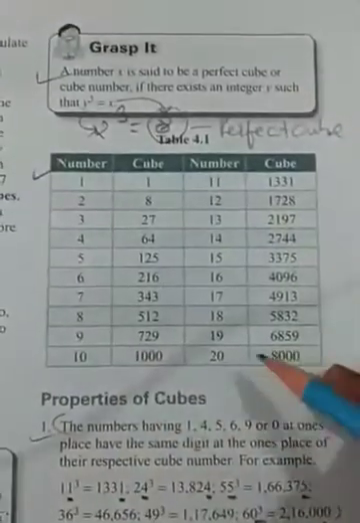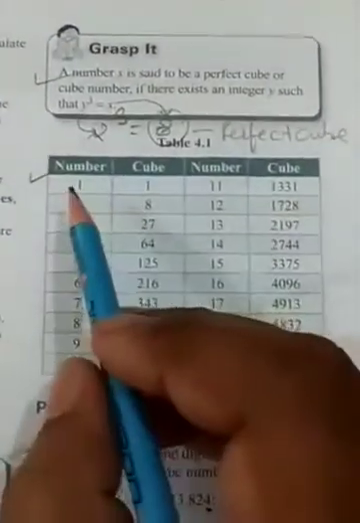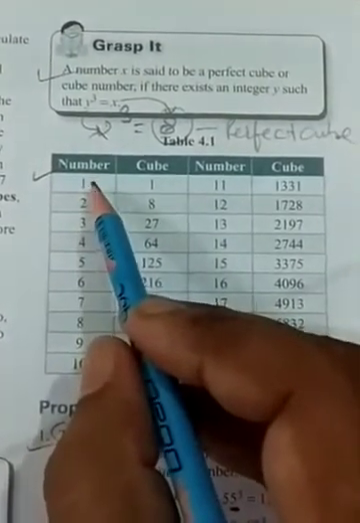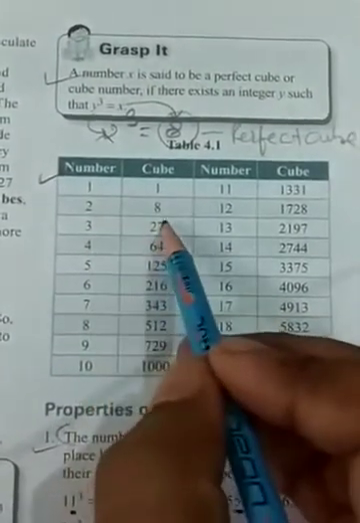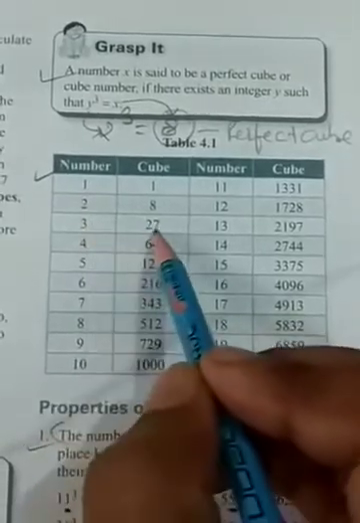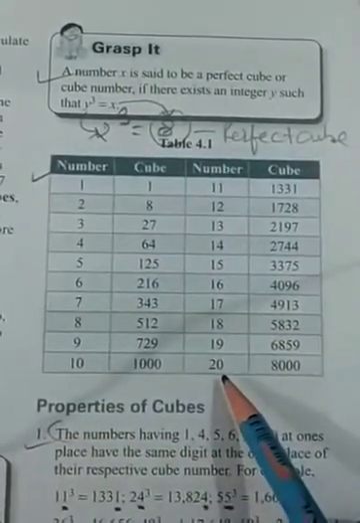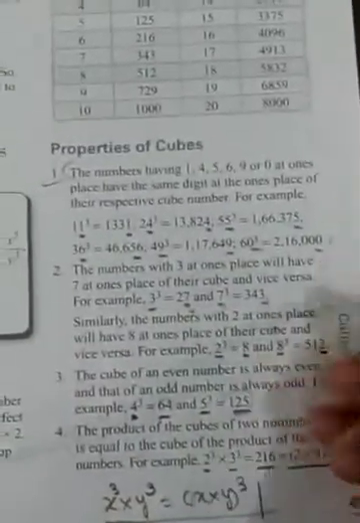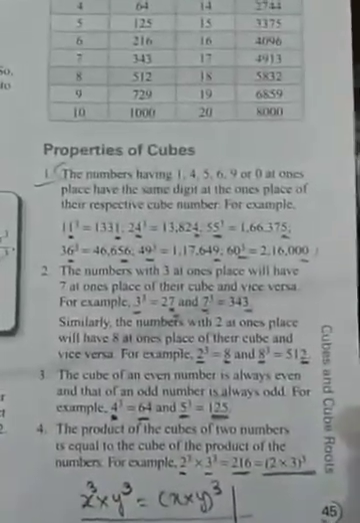Okay, now we will talk about some properties. This table is given in your book, page number 45, that the cube of the number 1 is 1, cube of 2 is 8, cube of 3 is 27 and so on. It is given till 20. So you have to learn this table. And now properties of cubes. There are some properties of cubes in your book.